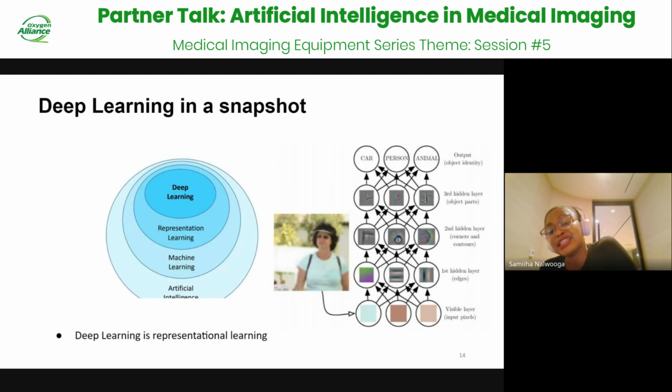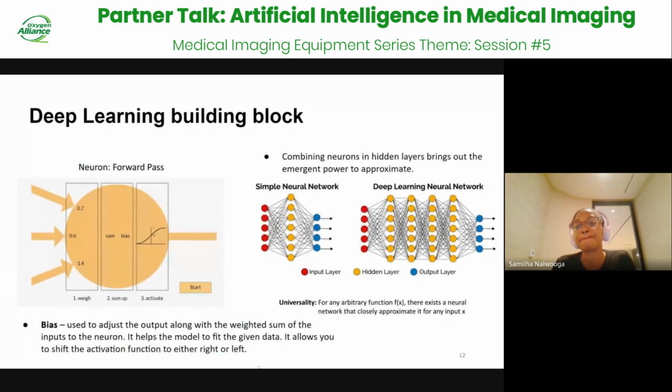So what is deep learning in a snapshot? I've talked about how deep learning is a type of machine learning. I talked about what machine learning is, and now I want to make life easy and explain what it is in a snapshot. It's just representational learning. So now we know that deep learning uses algorithms called neural networks.